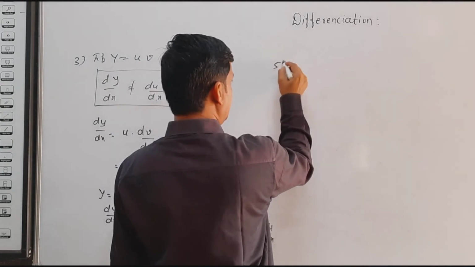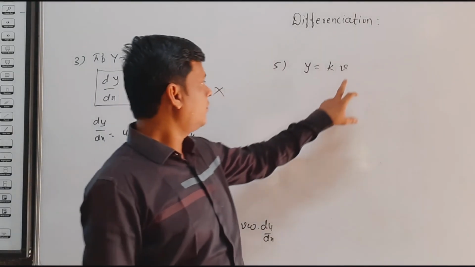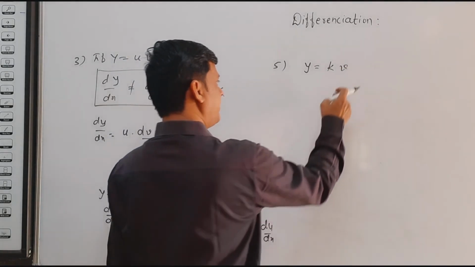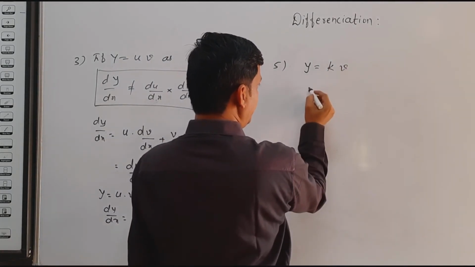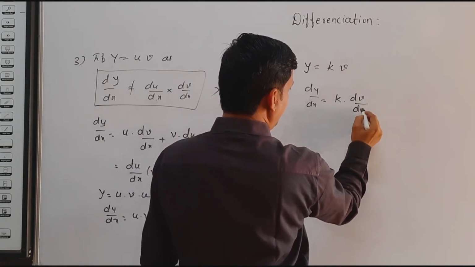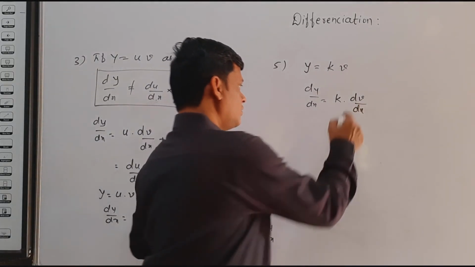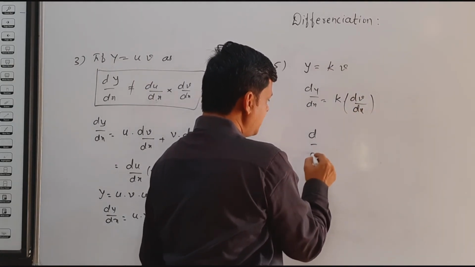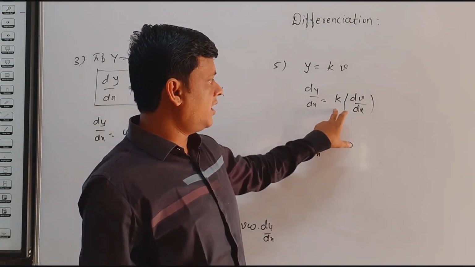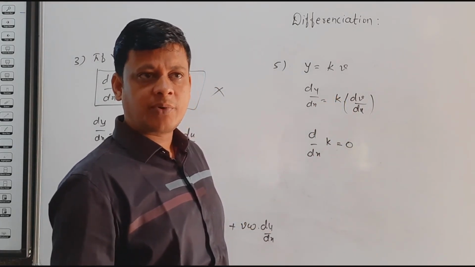Now fifth rule, if y is equal to k into v, that means if a constant is provided with a function, then while differentiating this k into v, we write dy by dx is equal to k into the derivative of function v. When a single constant is given, d by dx of k is always 0, but when this constant is with any function, then we have to take that constant common and differentiate the function.